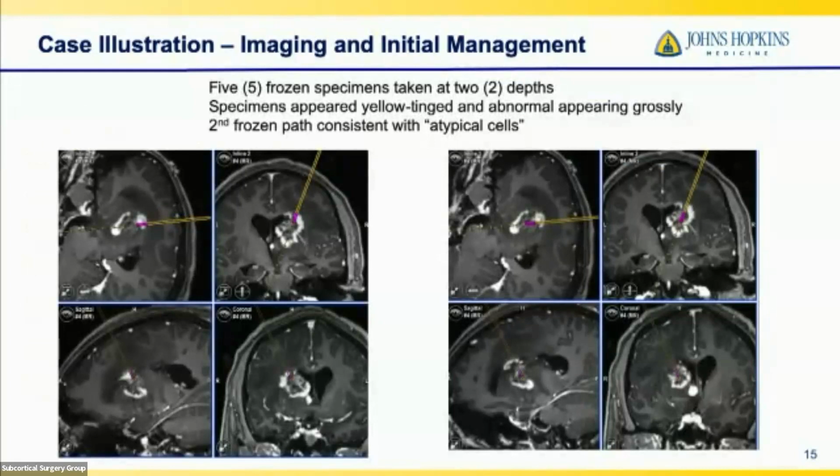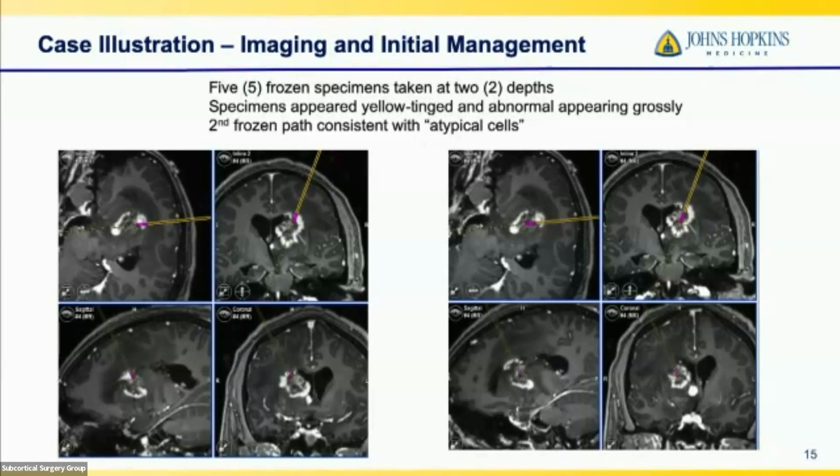The first is from my first position. So we're in the lesion, but it's not as much enhancing, and whether that's because of the tumor itself or because of the recent steroids, it's hard to know. I actually took 5 frozen specimens, 3 at the superficial layer, and then a couple deeper.